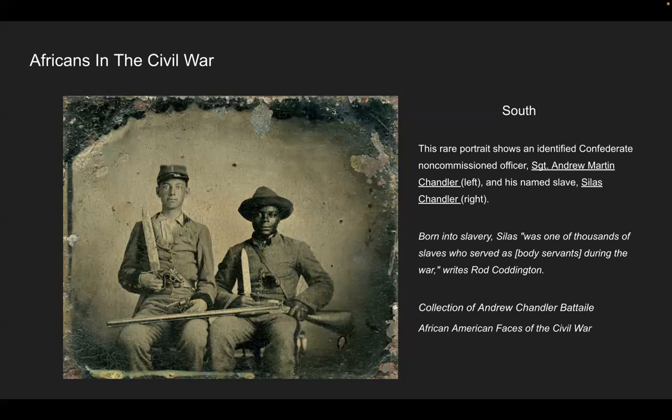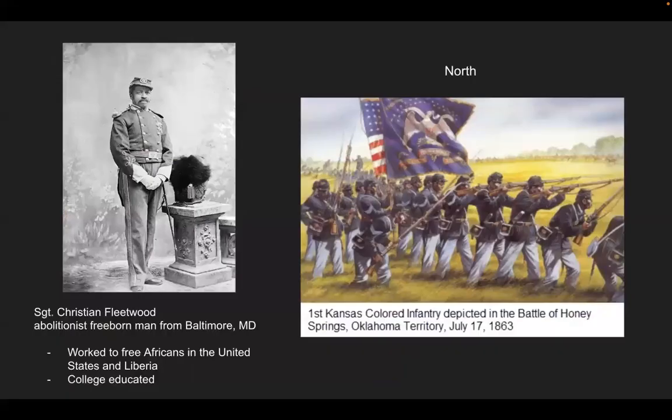So individuals that were in the American North were freed. Individuals that were in the American South that were not free or not indentured servants often went to war with their masters and were their right hands. In the North, we had examples of freedmen. So we have Christian Fleetwood. He was an abolitionist from Baltimore, Maryland, and he worked to free Africans in the United States and Liberia, and he is college educated. We don't hear much about the college educated Northern African American abolitionists, but they did exist. And Black men did fight for the North as well as the South.